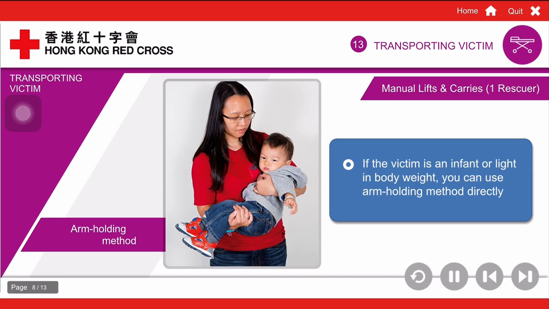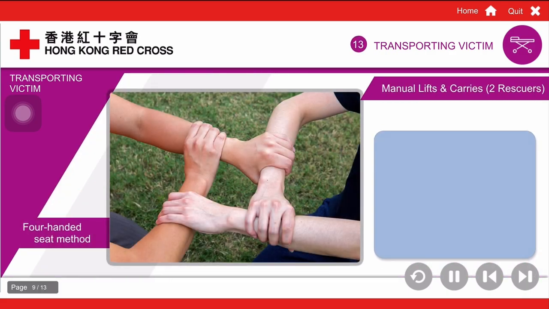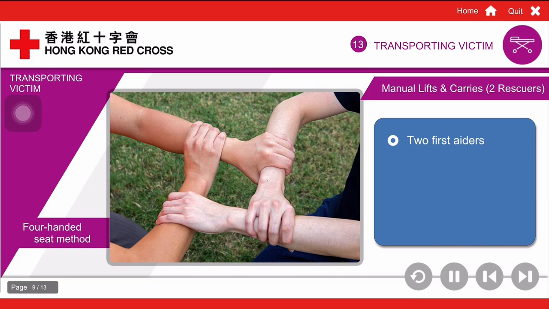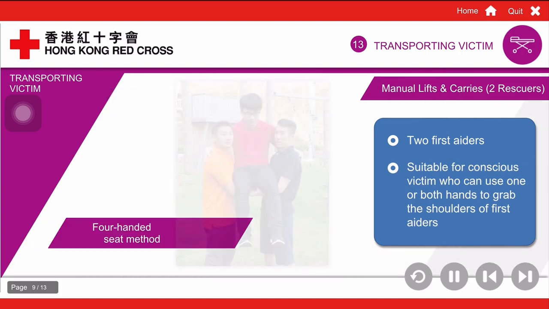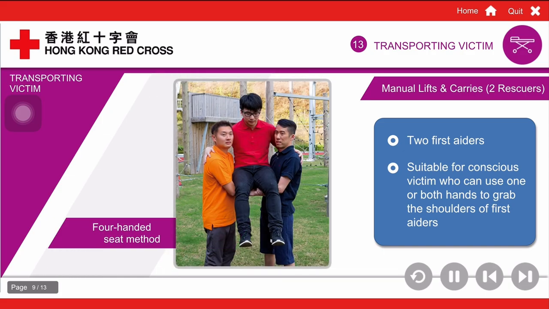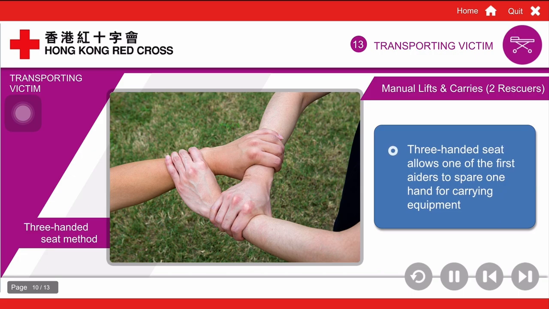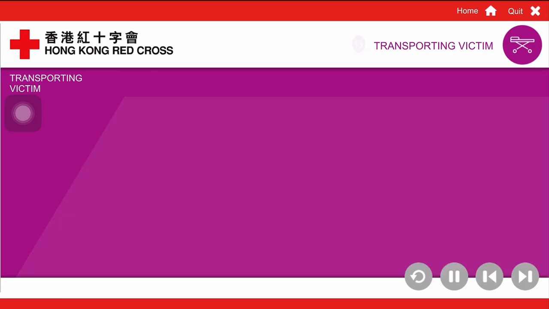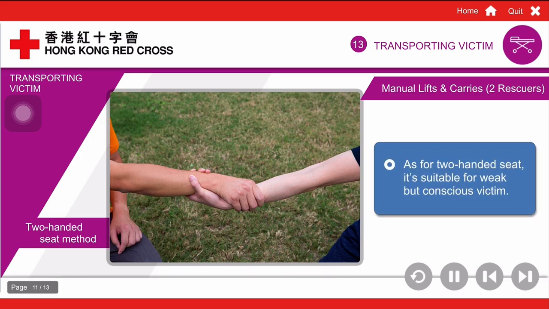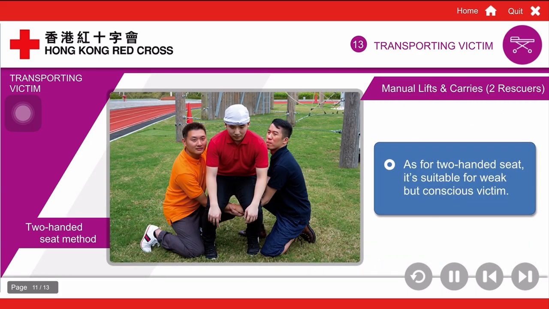If there are two first aiders, you'll have more methods to transfer victims, such as the four-handed seat method, which is suitable for a conscious victim, who can use one or both hands to grab the shoulders of the first aiders. The three-handed seat allows one of the first aiders to spare one hand for carrying equipment. As for the two-handed seat, it's suitable for a weak but conscious victim.